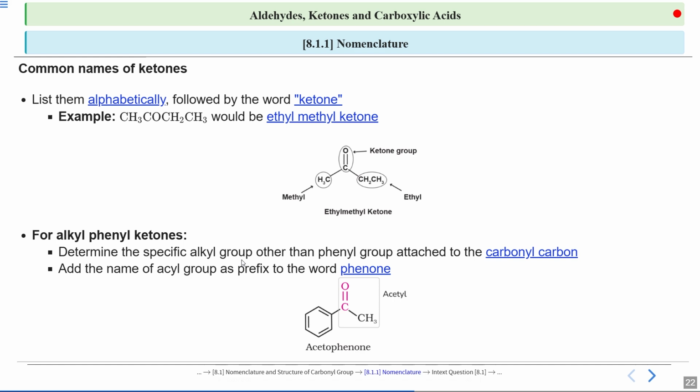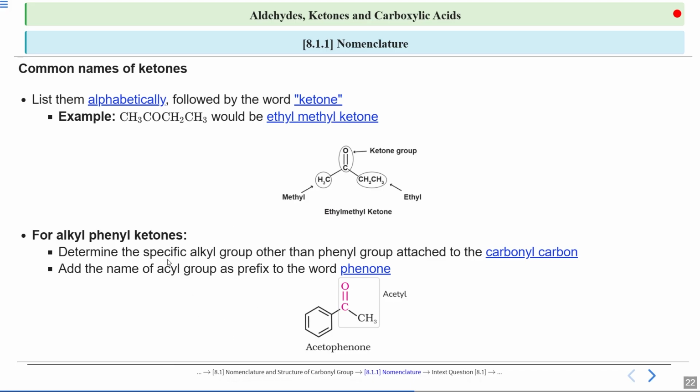If you look at this example, then you see over here, what is acyl group? It is R C double bond O. So the acyl group over here is acetyl. So acetyl is the acyl group over here. So first you write the name of acyl group, okay? And then you write the word phenone. So this is acetophenone. This is how you name alkyl phenyl ketones.